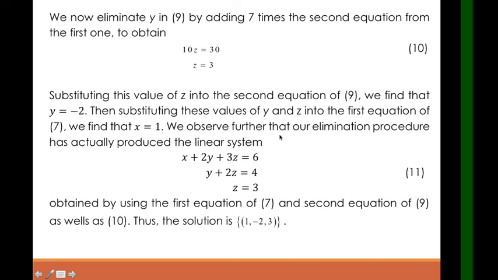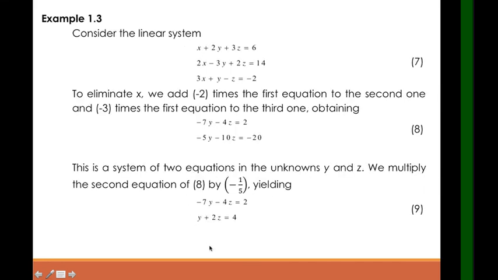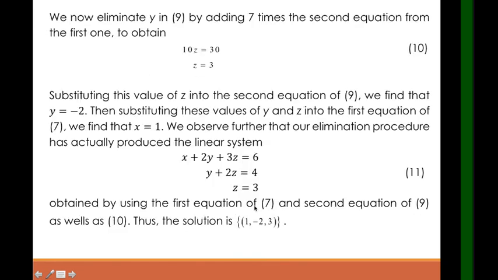We observe further that our elimination procedure has actually produced the linear system. So, x plus 2y plus 3z, this is the equation number 1. Y plus 2z is equal to 4, ito yung number 2 natin. And z is equal to 3. Ito yung first equation. Y plus 2z, ito yung second. Ito yung ginamit natin kanina. And z is equal to 3.